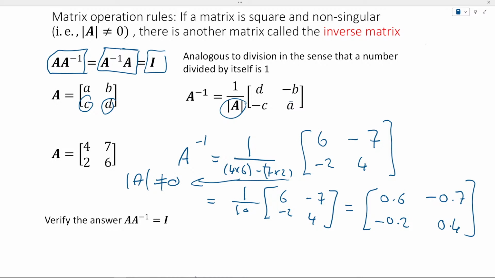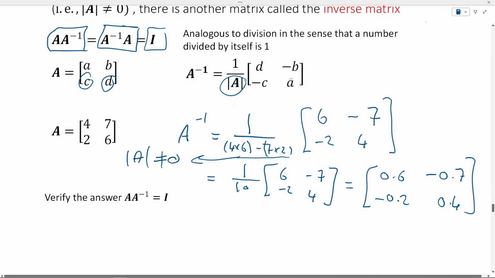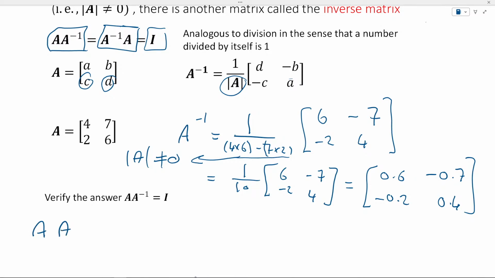Okay? So can we verify that? How would you know that this is the correct answer? Well, I can verify it by this rule. I can say A times the inverse of the matrix, I should get an identity matrix. So can we do this? Yes, let's try to do it.